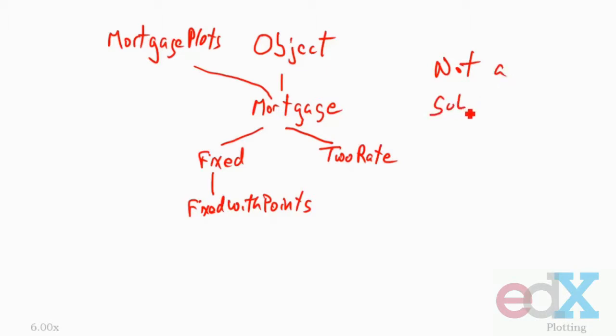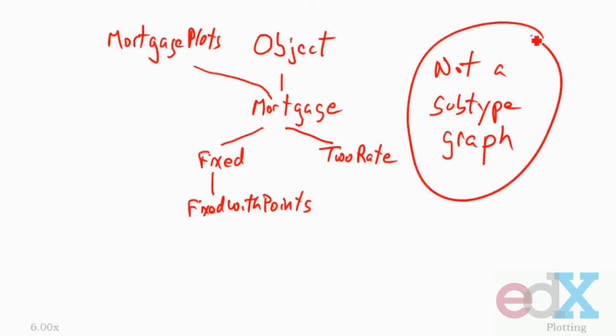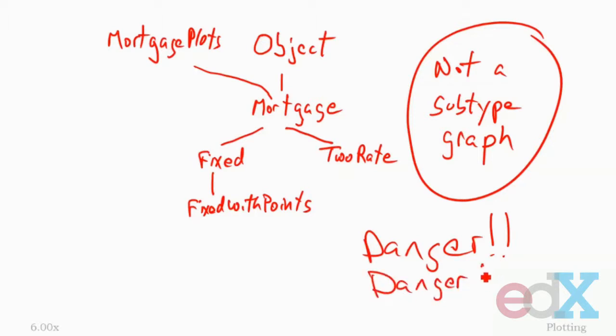We should be careful, though. This is an inheritance graph. It's not a subtype graph, i.e., mortgage is a subtype of object, but not a subtype of mortgage plots. Multiple inheritance is sometimes useful, but it can also be dangerous. Let me write it again. Danger. Fortunately, there are some rules of thumb that help you stay out of trouble when using multiple inheritance.